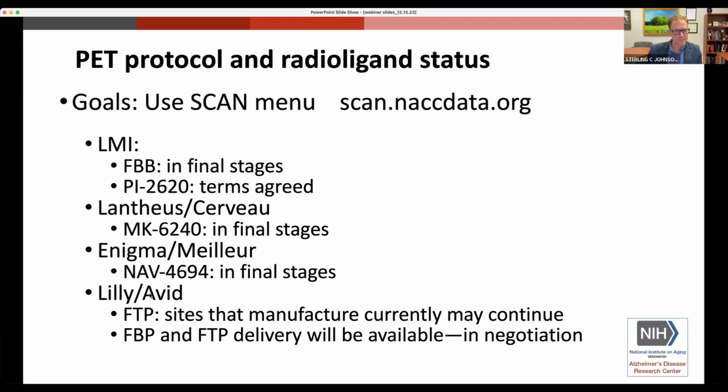And Lilly is really stepping up to the plate here as well. If you're producing FTP, flortaucipir, already, and you're authorized to do that, and you have an IND to do that, Lilly's going to allow you to keep doing that. And that's going to continue for the foreseeable future. We don't know when that'll end, but for now, that's what we'll do. And we're also working on contracts with Lilly for delivery of florbetapir and flortaucipir, FBP and FTP.